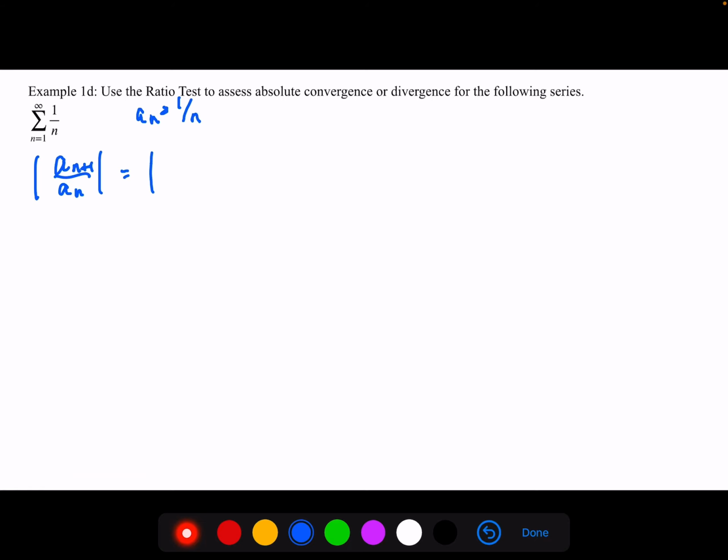That is, we have the absolute value of 1 over n plus 1 times the reciprocal of a sub n, which is n over 1, or simply n divided by n plus 1. When we take the limit as n goes to infinity of n divided by n plus 1, we know that this will equal 1. We can prove it by dividing each of the terms by n.